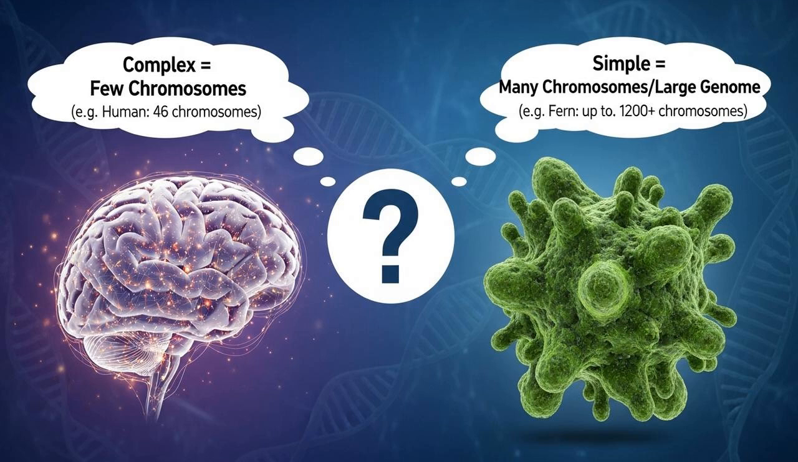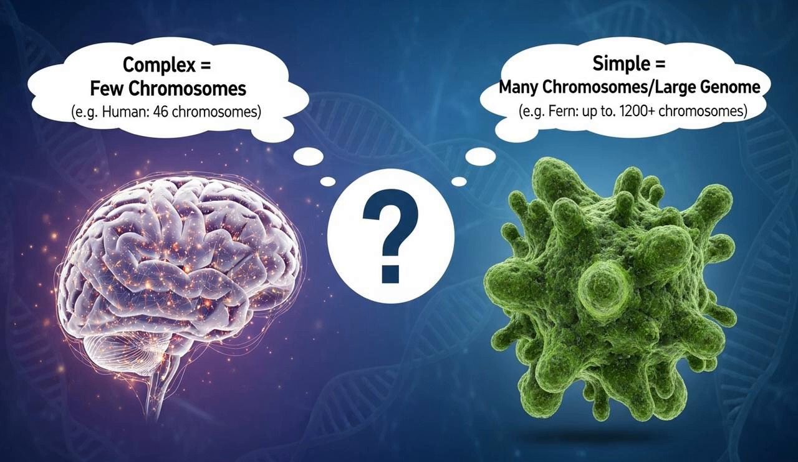Building a human must require more instructions than building a yeast cell. The amount of DNA in one set of chromosomes is called the C-value. And the shocking lack of a relationship between this C-value and an organism's complexity is famously known as the C-value paradox.